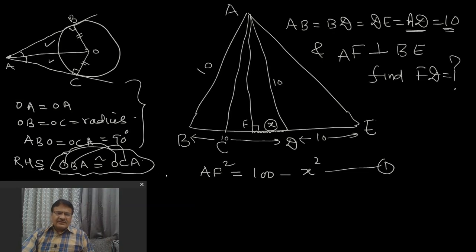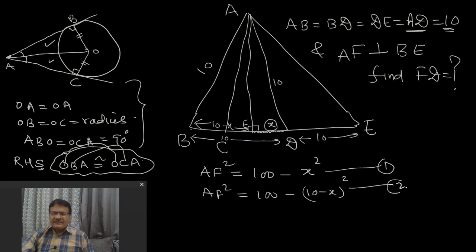I am taking another triangle, this one AB and this F. If I take this triangle, again this angle is 90 degree. So once again I can apply Pythagoras theorem. But do one thing, this side is 10 from B to D, and this one is X, so the remaining is 10 minus X. This length is 10 minus X. Do you agree with this? So can I say AF square equal to 100 minus (10 minus x) whole square? There should not be any problem in writing this. This is my equation number 2.